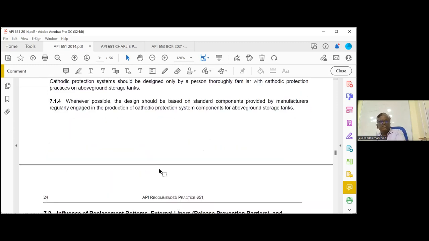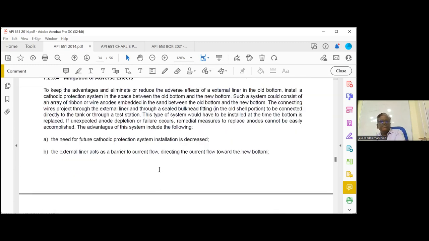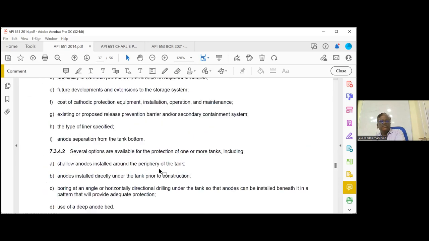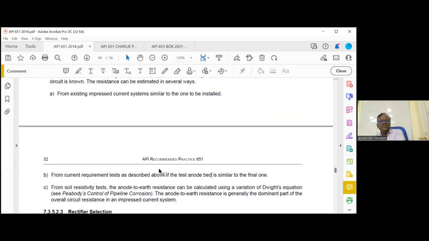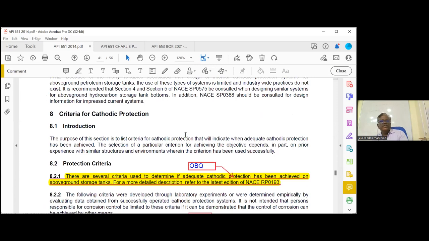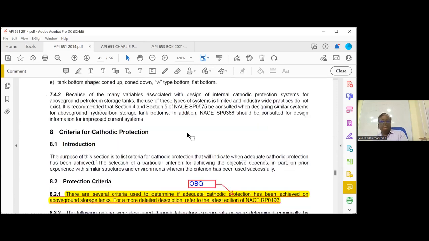So 7 is not part of our exam. So just skip 7. Please go to the 8, criteria for cathodic protection, page number 33.